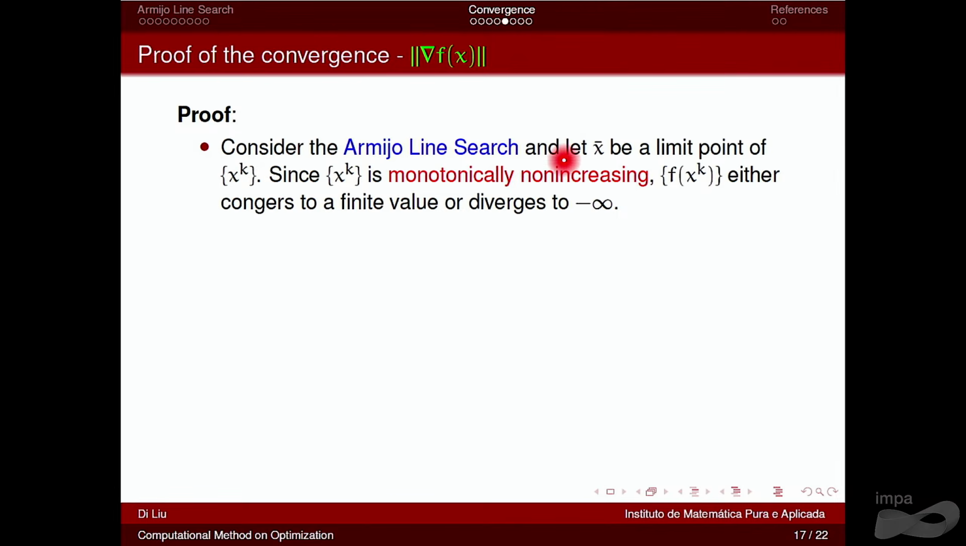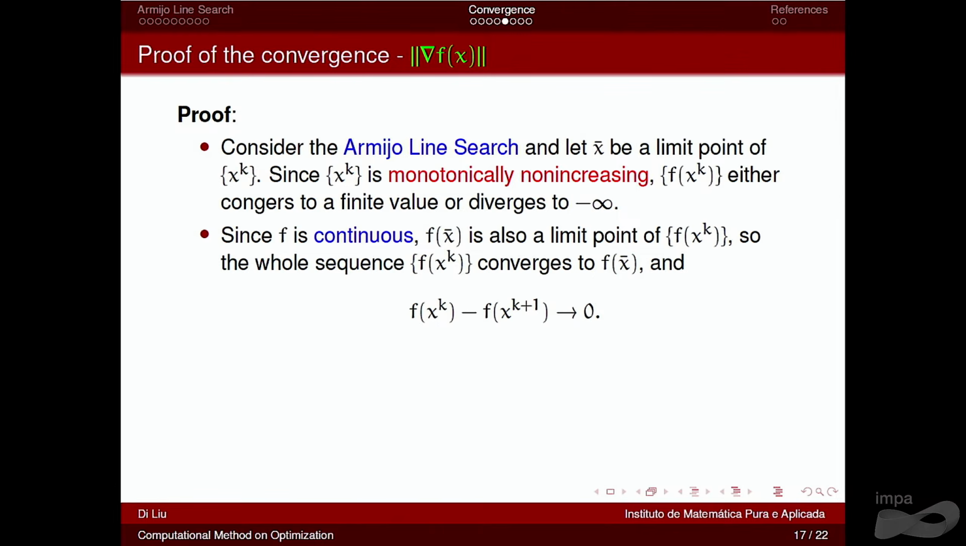So your f(x_k) sequence either converges to a finite value or diverges to negative infinity. But we assume that f is continuous. If f is continuous, then f(x bar) is also a limit of the sequence f(x_k). So the whole sequence converges not to infinity but to f(x bar). So we have f(x_k) minus f(x_{k+1}) approaches 0. This comes from the continuity of the objective function.